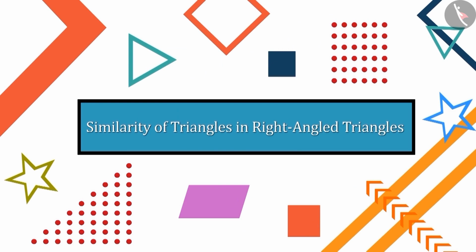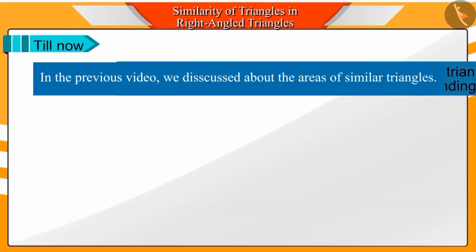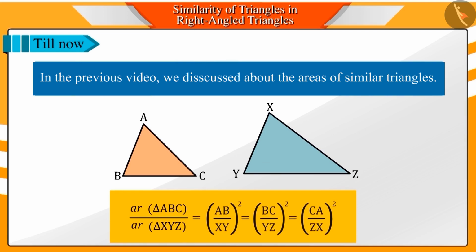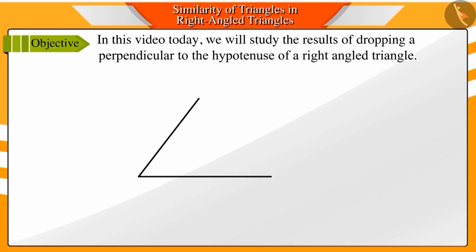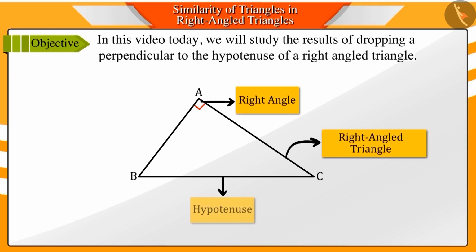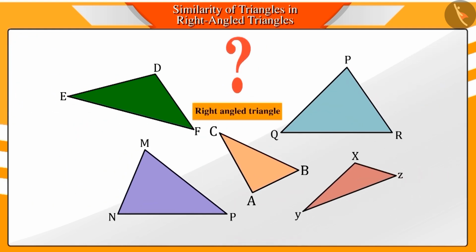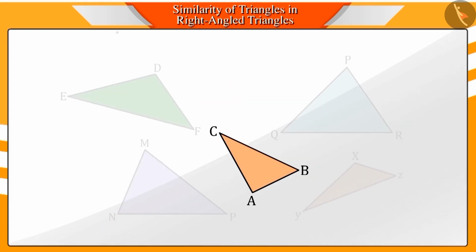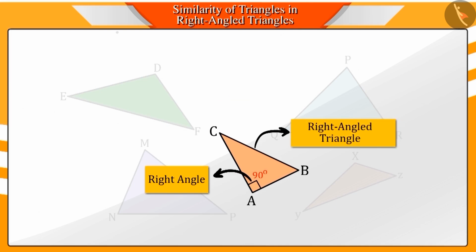Welcome to this video. In the previous video, we learned about the area of an equilateral triangle. In this video, we will study the outcome of dropping a perpendicular to the hypotenuse of a right-angled triangle. Can you tell me, out of these triangles, which triangle is a right-angled triangle? Absolutely correct. Triangle ABC is a right-angled triangle.